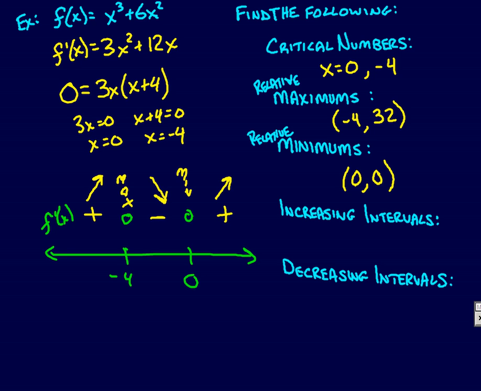Now, as for the intervals where we're increasing and decreasing, it's increasing wherever we have a positive here. So that means that our increasing intervals will be from negative infinity to negative 4, and then also when we go from 0 to positive infinity. And then our decreasing interval is when the derivative is negative, which is from negative 4 to 0. Notice we are using parentheses, not brackets, because we don't want to include where the derivative is 0, because it's not increasing or decreasing at that point.